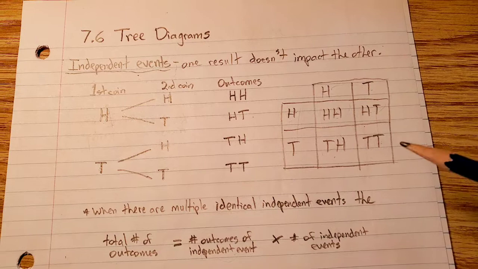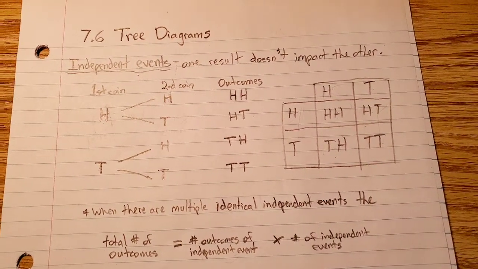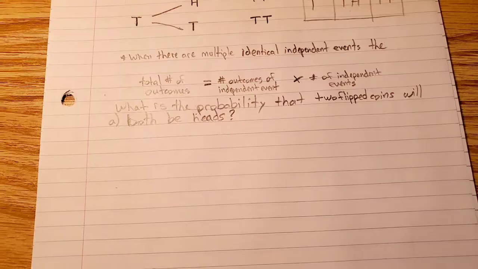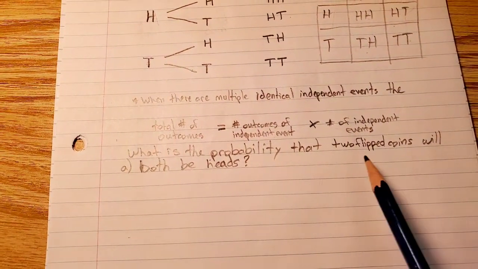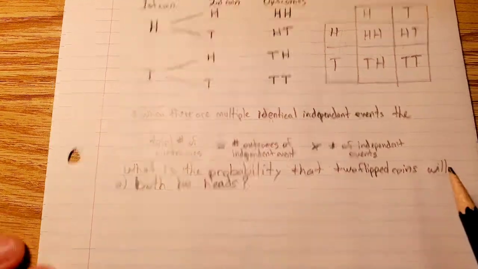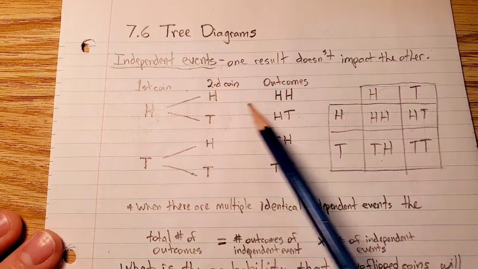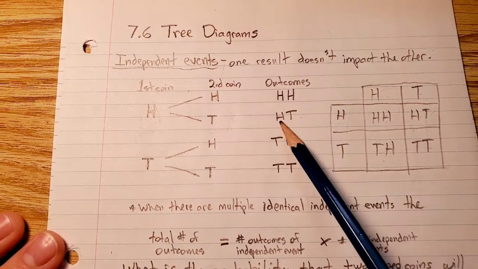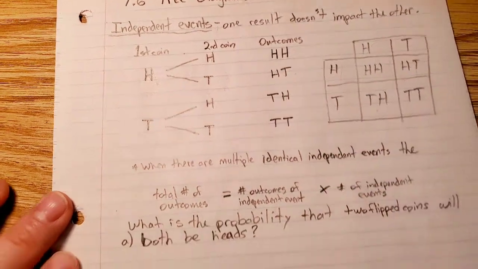That works as well when it's this many. However, it becomes more complicated when you have more than just 2 independent events. So here's a question with this. What is the probability that 2 flipped coins will both be heads? Well, looking here, what's the only time that they were both heads? It was this first outcome, right? Those aren't both heads, those aren't both heads. So it is 1 out of these 4 options.